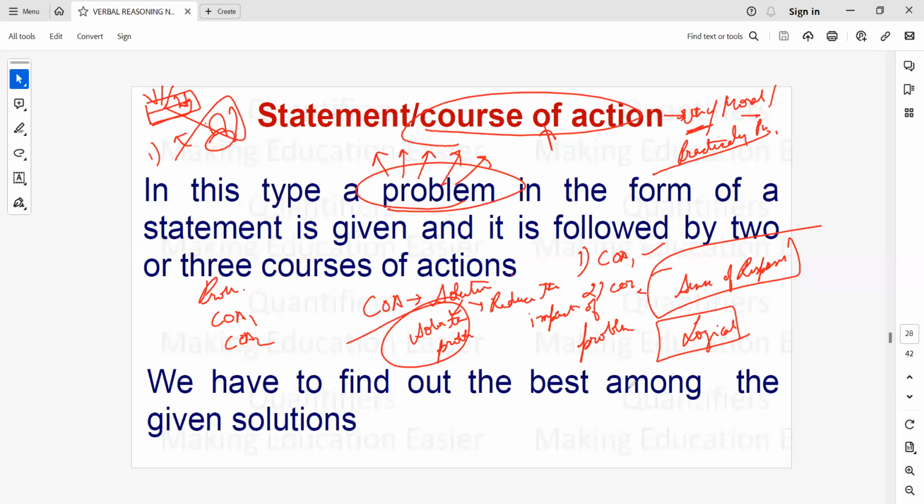And yeah, violations. Now generally we don't pick up the extreme course of action. So this banning, this murdering, this killing or something like this, or let's say asking people to leave the job, firing. So these are extremes, and we don't go for the extreme courses of action.